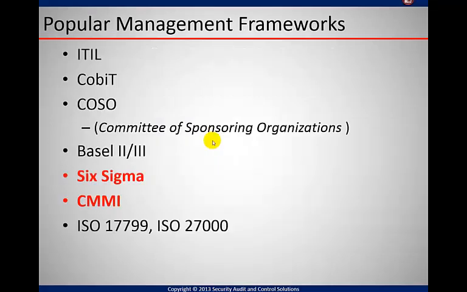Now, we have seen some management frameworks previously, such as ITIL, COBIT, COSO, and also COCO, and Basel from a financial organization point of view. And then there's another two I'd like to address. Six Sigma we haven't seen before, and CMMI we did touch on previously. And then right at the outermost perspective is the ISO, the International Standards Organization documentation. ISO 17799 has now been replaced by the 27000 series.